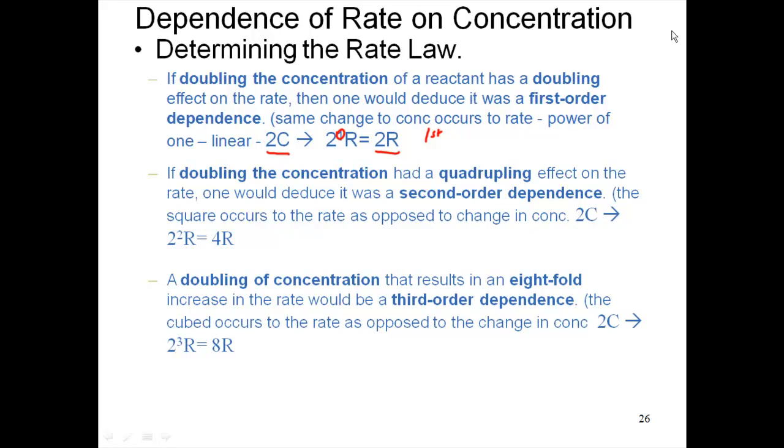If I find doubling the concentration results in an 8-fold increase in the rate, this will be third order dependence. The cube is happening to the rate as opposed to the concentration. So if I double the concentration of C, 2 to some power times r gives me 8r. Well, 2 to the cubed. The cube is happening. Say I triple the concentration. What kind of rate am I going to have if it's third order? If I triple the concentration, then 3 to the third is going to happen, which means I'm going to see a 27-fold change in my rate. The cube's going to happen.